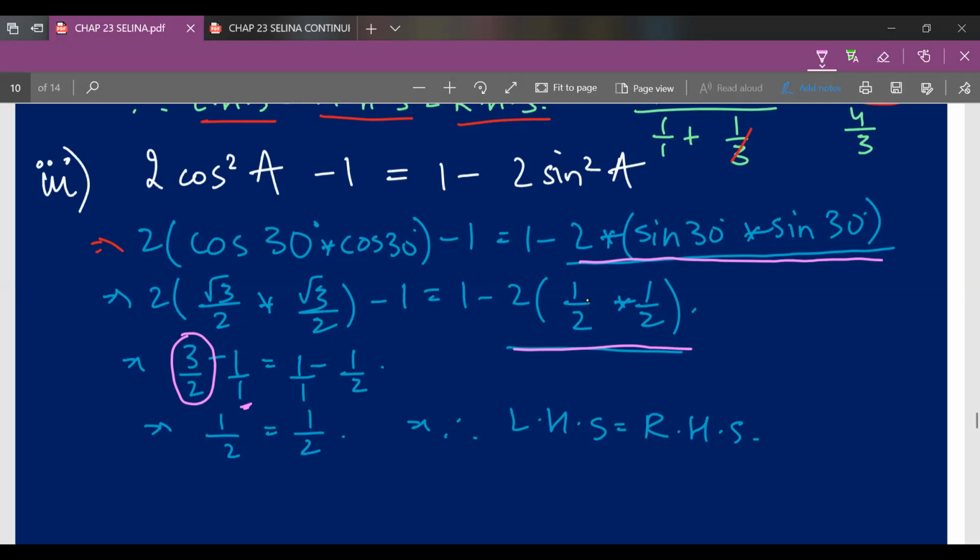So therefore 2 into 1 upon 4 will be 1 upon 2, and don't forget the minus over here. Minus plays a really critical role. So over here 3 upon 2 minus 1 upon 1 is equal to 1 upon 1 minus 1 upon 2. Okay, so we'll try to solve the LHS and RHS, and over here 3 upon 2 minus 1 upon 1 is 1 upon 2, and let's see if our answer in the RHS is same.